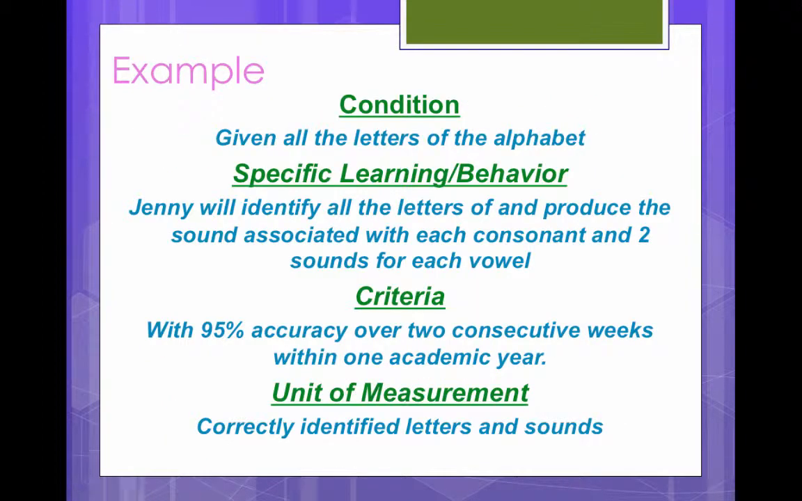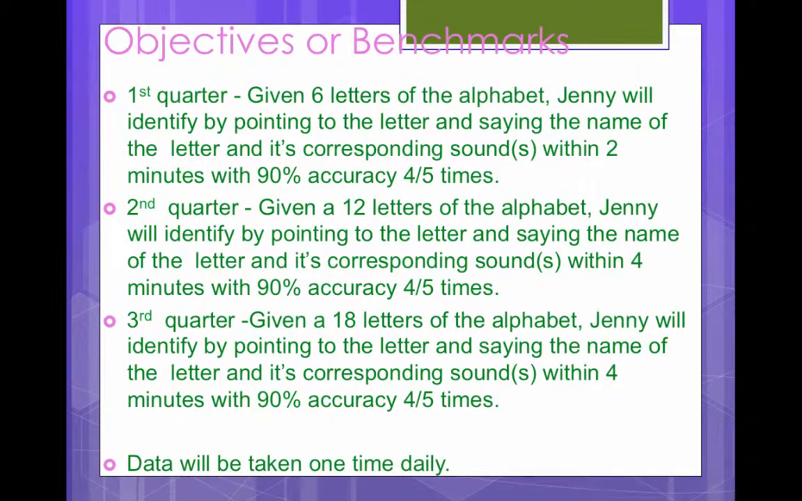As an example, look at the condition. Given all the letters of the alphabet, now the behavior, Jenny will identify all the letters of and produce the sounds associated with each consonant and 2 sounds for each vowel. With 95% accuracy over 2 consecutive weeks, within 1 academic year, the criteria, and then our unit of measurement, which you will need for your IEP, is what are we going to count? We're going to count the correctly identified letters and sounds. So objectives and benchmarks then.